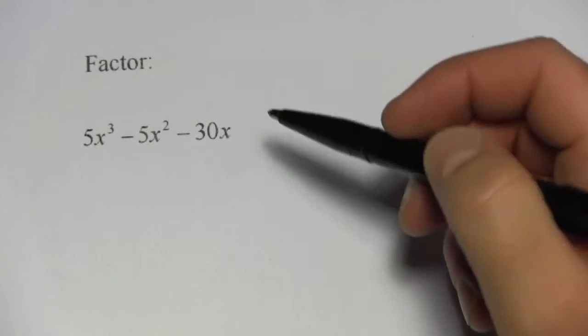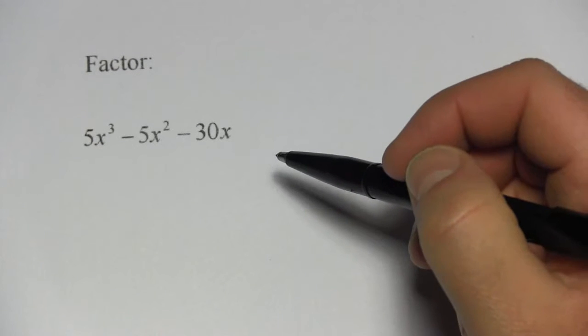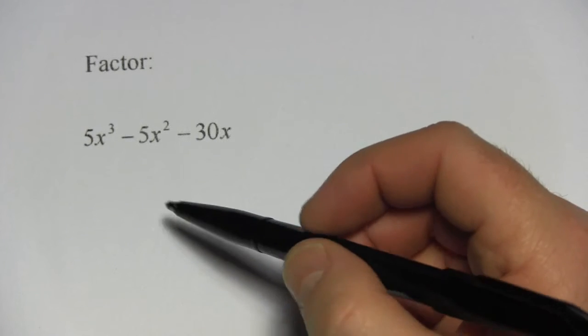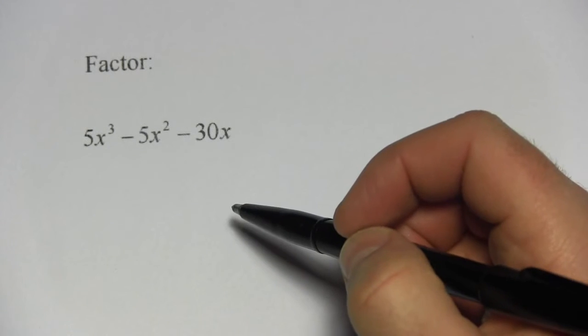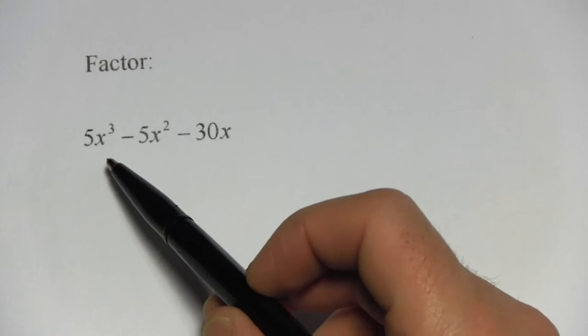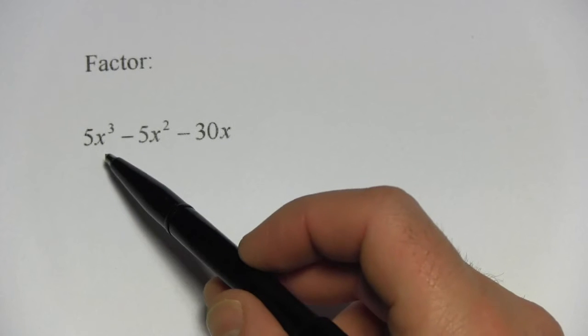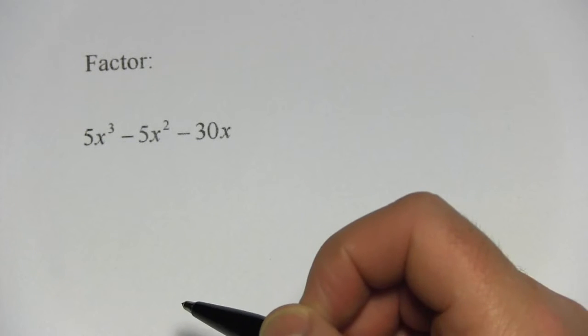In these problems, we're doing some more practice with factoring trinomials. In this case, there are some other things that need to be factored out before you factor the trinomial. We have here 5x cubed minus 5x squared minus 30x, and we don't really know how to factor something that has an x cubed in it.